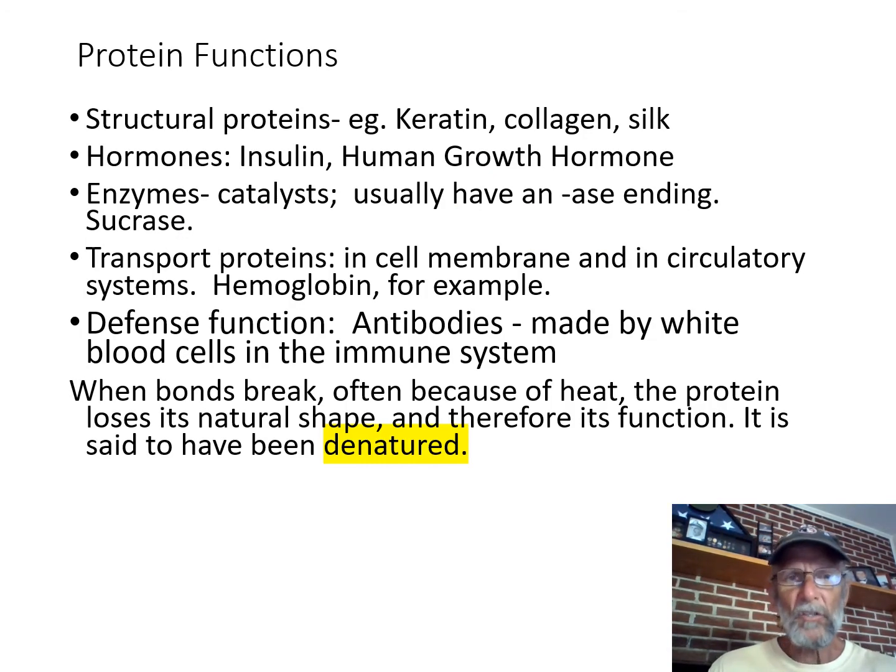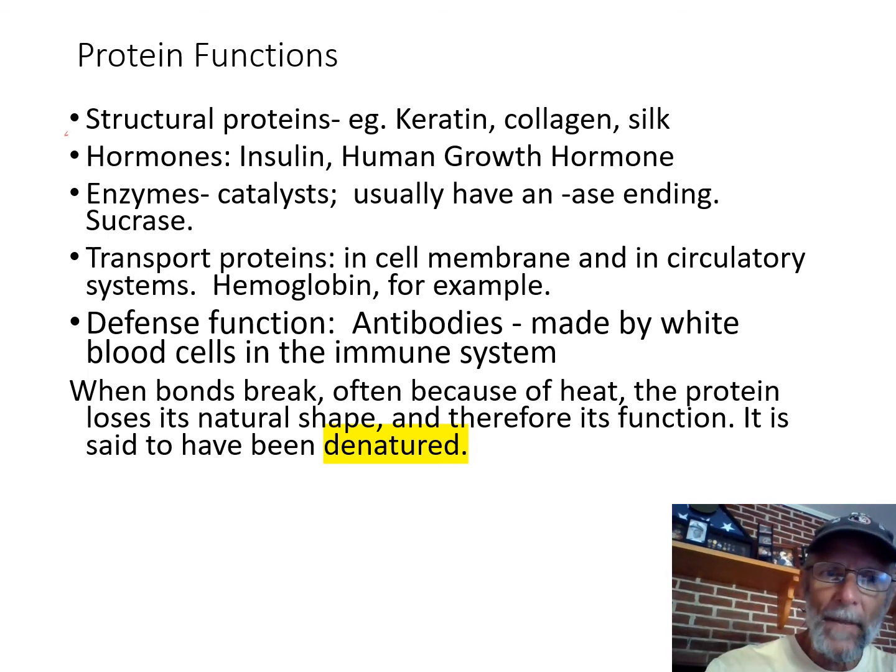So let's talk about some protein functions, okay? As you might imagine, if there are so many more different kinds of proteins than carbs and lipids, they probably also have many more different kinds of functions. All right, let's look at two functions at first that they have in common with carbs and lipids.